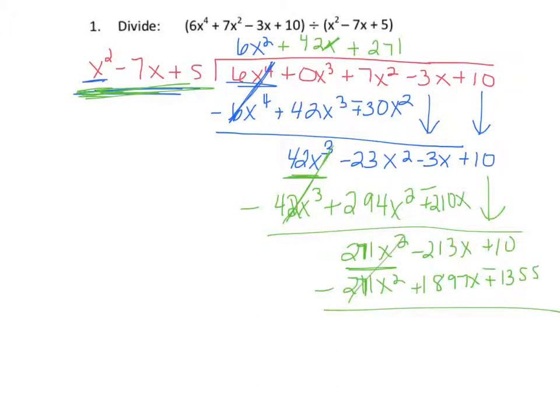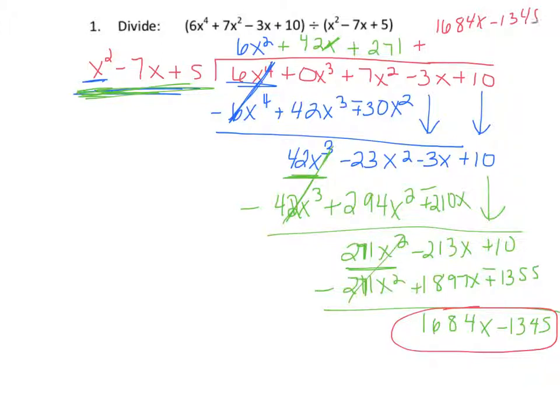These cancel. And we have 1,684x and negative 1345. And this is going to be our remainder. And it's our remainder because we can't divide by x squared anymore. So we're just going to put plus, then our remainder over what we were dividing by. And that's it for that problem.